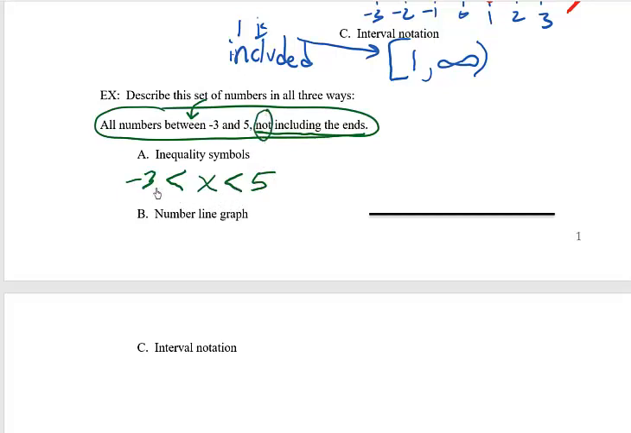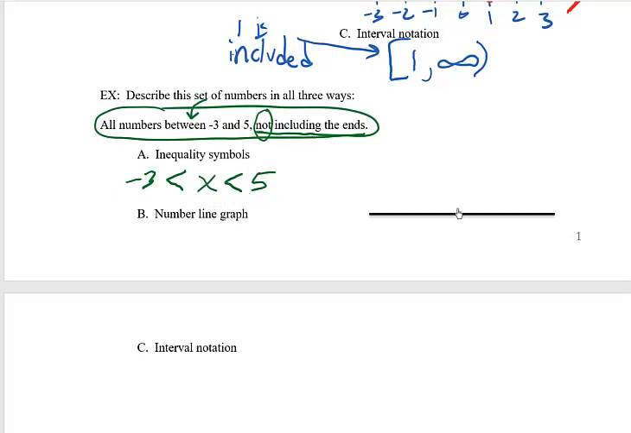So here would be the final statement, and you can even read this. I mean, some people try to read it -3 is less than x is less than 5. That's true, but it's not very helpful. The helpful way to read it is x is between -3 and 5. So that's how you would write it with inequality symbols.